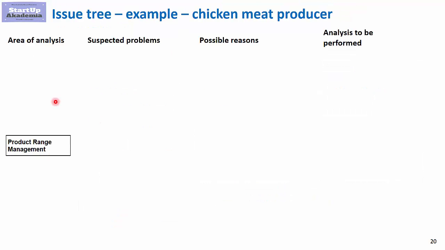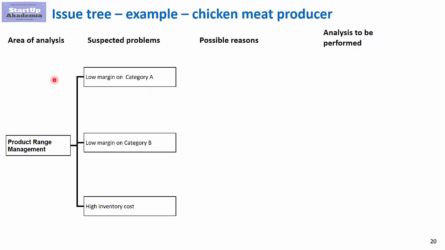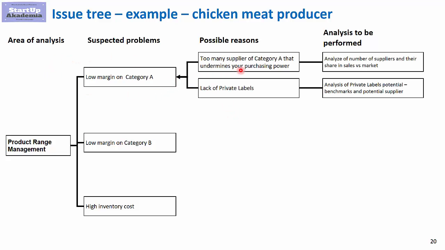And let's have a look at another area, so product range management. Here we are listing three possible problems. So low margin on category A, on category B, the same thing, and obviously high inventory costs or high inventory in the stores. So the low margin on category A could be, for example, having too many suppliers. So you can't basically claim your purchasing power, and lack of private labels. And as always, we list what kind of analysis we have to do in order to confirm it. So in the case of the lack of private labels, it's looking at potential private labels, benchmarks and suppliers and seeing what we are providing and what we could provide.